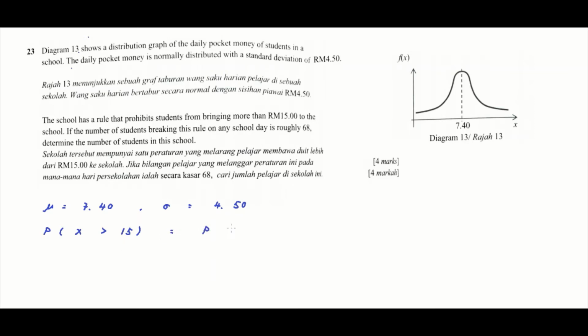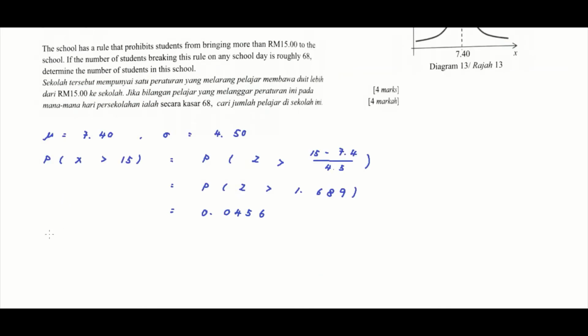So the same thing, standardization. Change it to X. So X greater than 15 minus 7.4, divided by the standard deviation 4.5. X minus mean divided by standard deviation. From here you can get P(Z greater than 1.6989). Then you read the normal distribution table, and you will be able to get the answer, 0.0456.